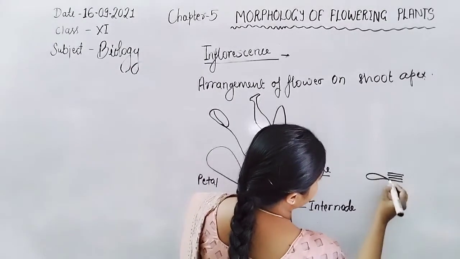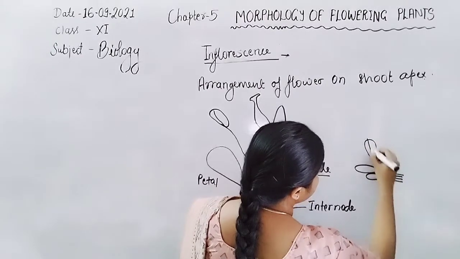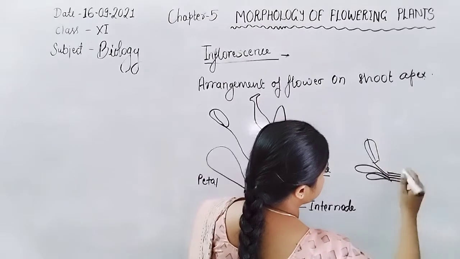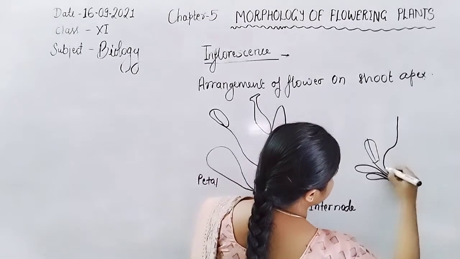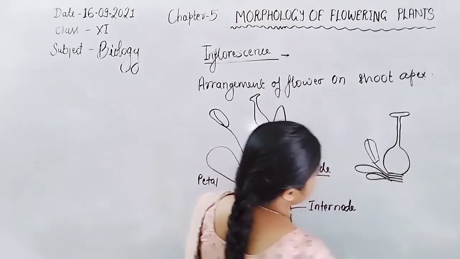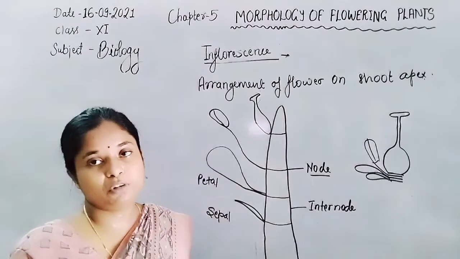So here is sepal, then petal, androecium, gynoecium. So this is the formation of flower.